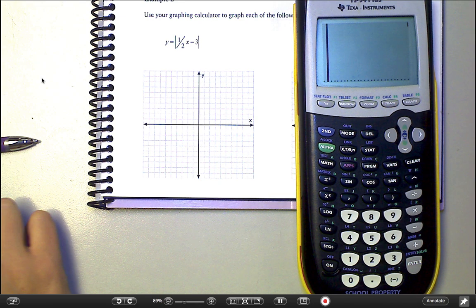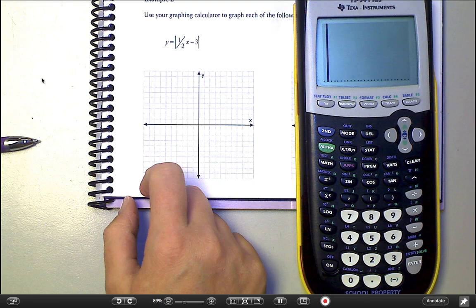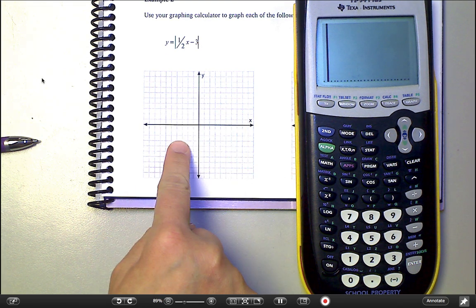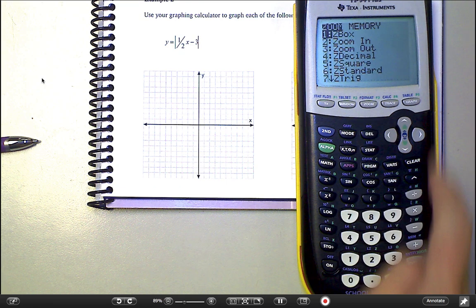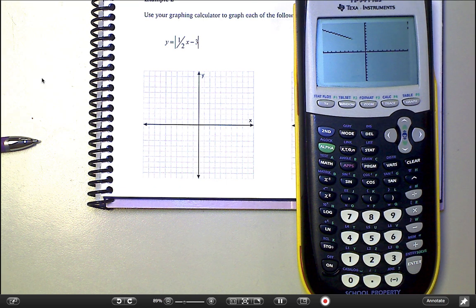And then I'm going to graph. Oh, you know what? I forgot something here. What I forgot is I want to go back to looking like this. I want to go back to a nice standard window. So I'm going to hit zoom and number 6. Our graph is all funky because of when we did linear regression.